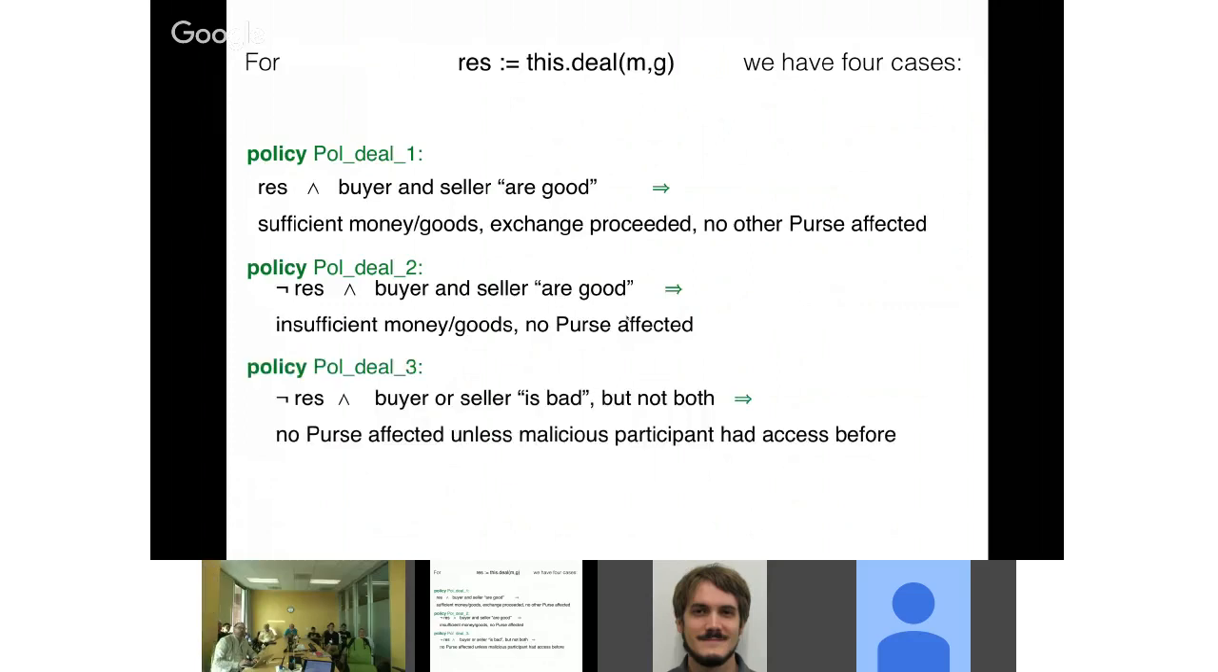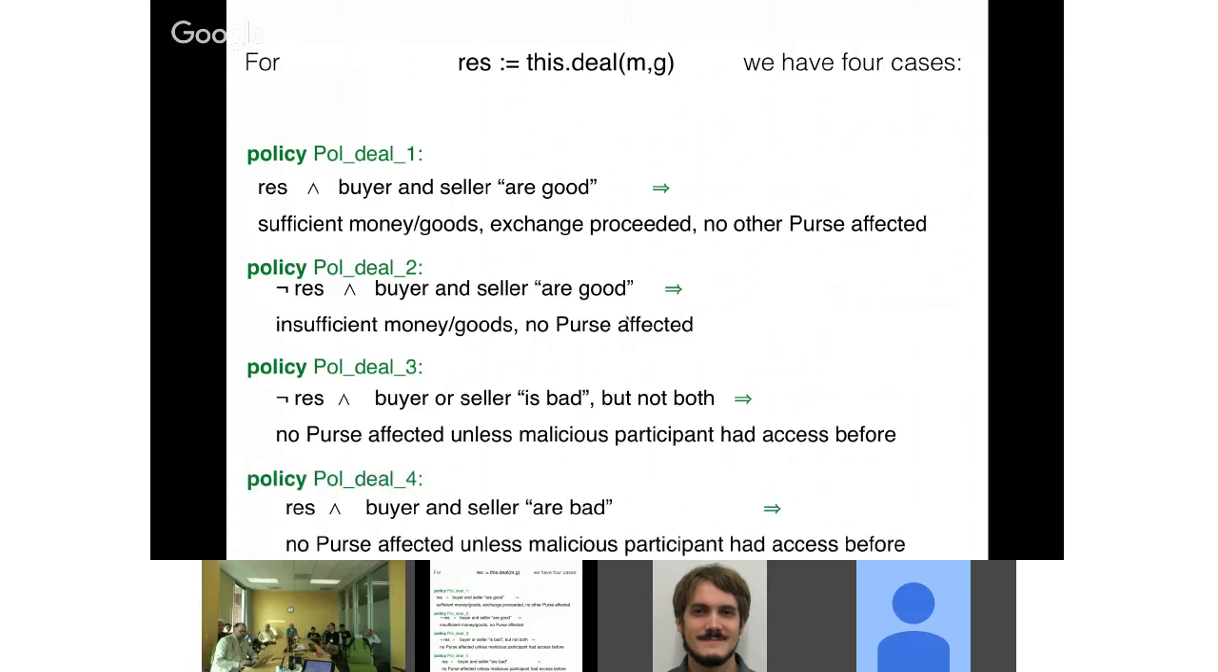So far we have been dealing with everybody's good. The third case is the result is false and either the buyer or the seller are bad, but not both. In that case, no purse is affected unless one of the malicious participants had access to it before the call. And the fourth case is the result is true and both the buyer and the seller are bad. In that case, no purse is affected unless one of the malicious participants had access before the call. So these are the four cases.